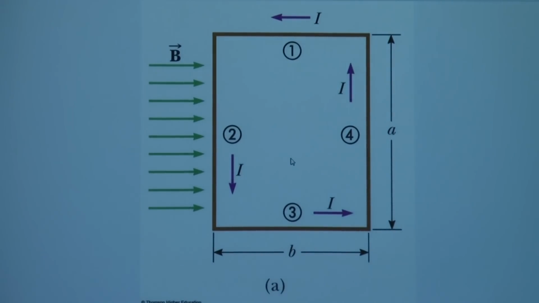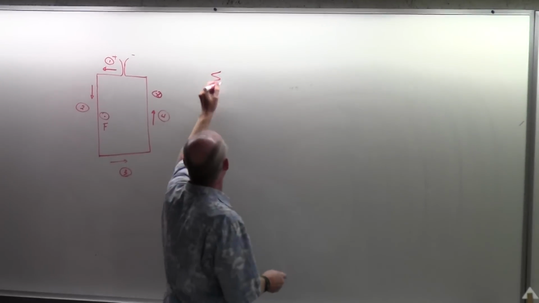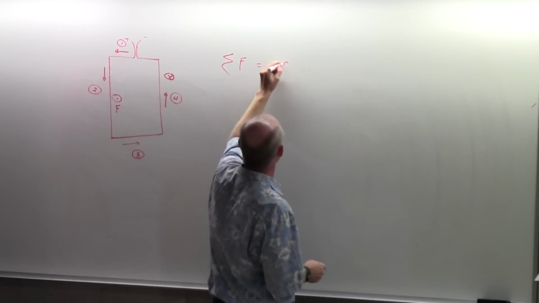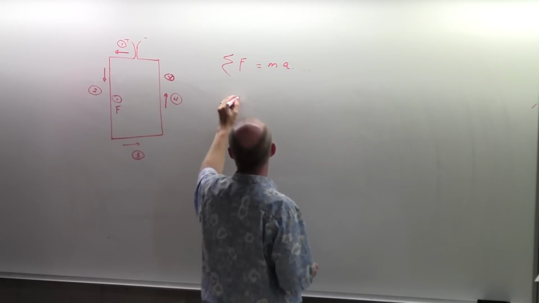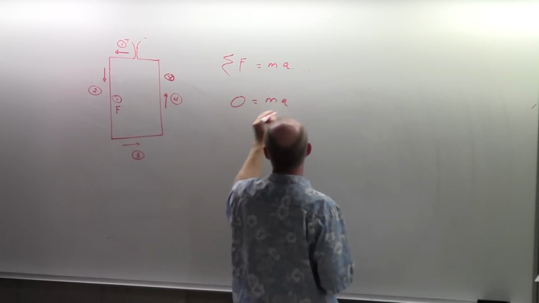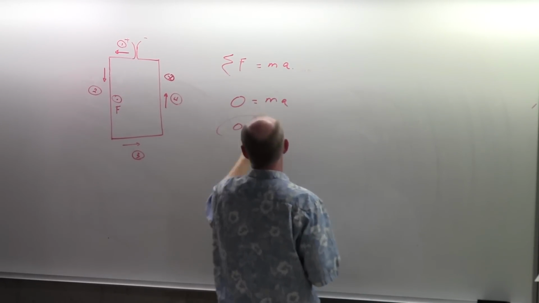And so I end up with one force coming out of the board, one force going into the board, and so I would say if I add up all the forces, which set equals to MA, I have a 0 force equals to MA, or A equals to 0. And so that's what I meant.